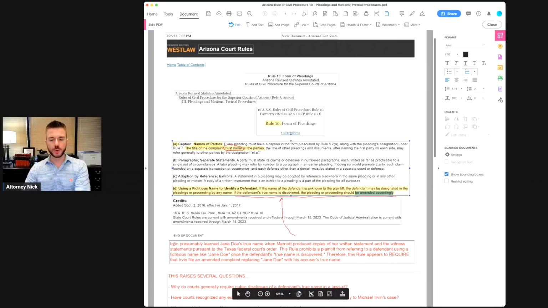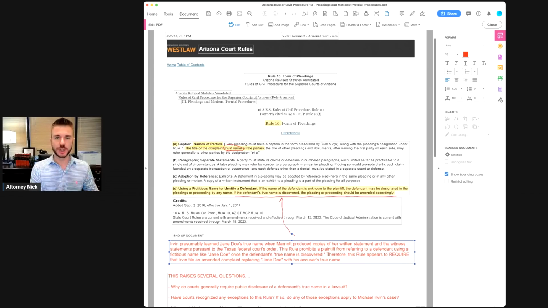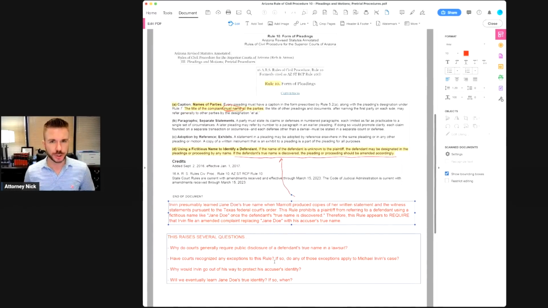And so right here, I made a note that Irvin has presumably learned the true identity of Jane Doe because the court in Texas ordered Marriott to produce all of the written witness statements and the statement from the accuser, Jane Doe, that she wrote out after the incident. And so that would obviously contain her true name. And we know for a fact that Irvin's lawyer has already received those documents. So they know Jane Doe's real name at this point. At least under this rule, they are required to file an amended complaint that replaces the Jane Doe with the defendant accuser's real name. This raises in my mind several interesting questions though.